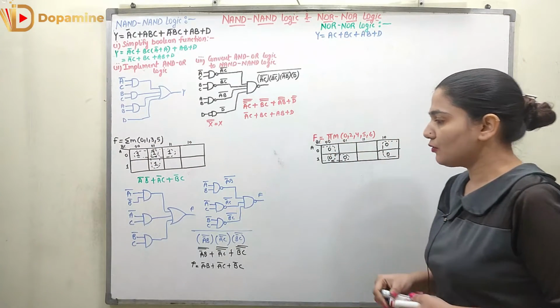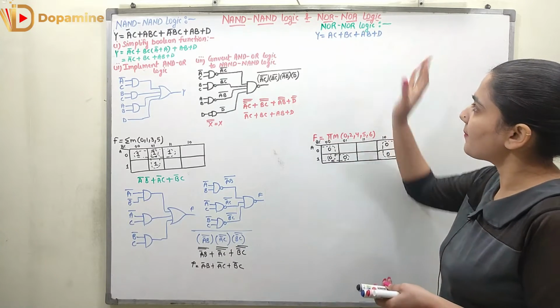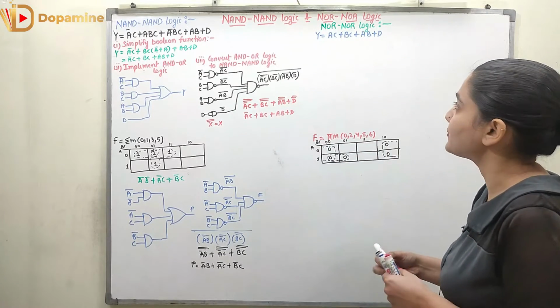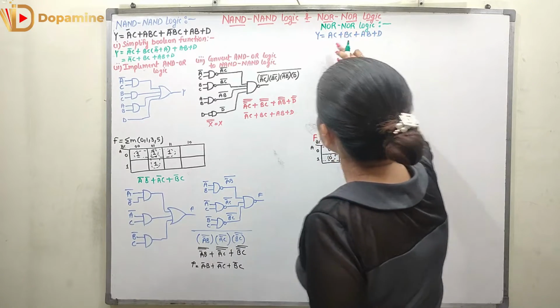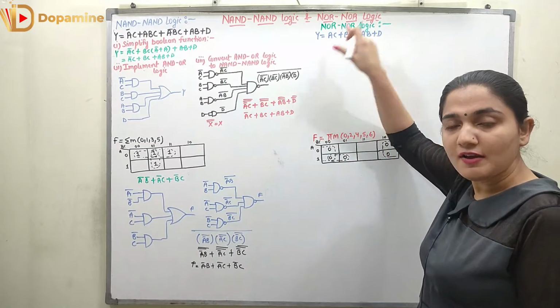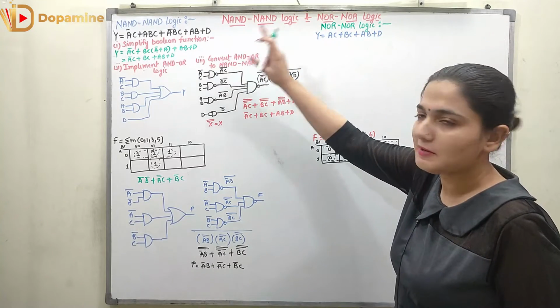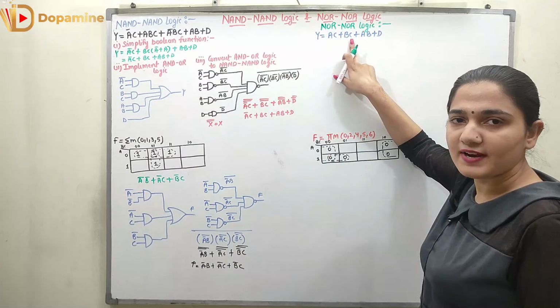Simply we can use this same logic and we can apply that for the NOR logic as well. So Y is AC plus BC plus AB plus D. So now this is a simplified expression. First step was to simplify the function. This is a simplified expression.